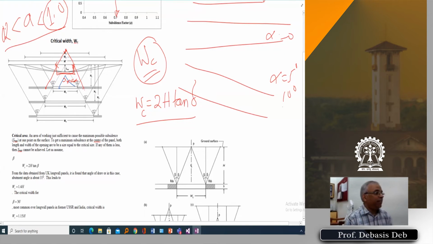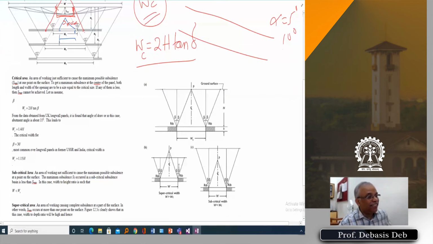Then it comes here. That means this point doesn't cut the surface. Since it is not cutting the surface, now my panel width is only this much. So since it is not cutting the surface, this is basically subcritical, meaning we have not reached the critical part. This is what is explained here again, and it is also given in the book.